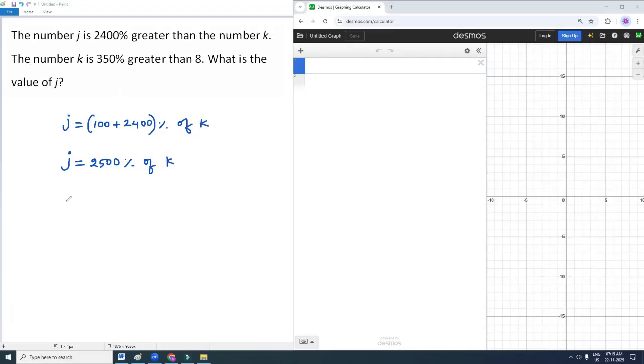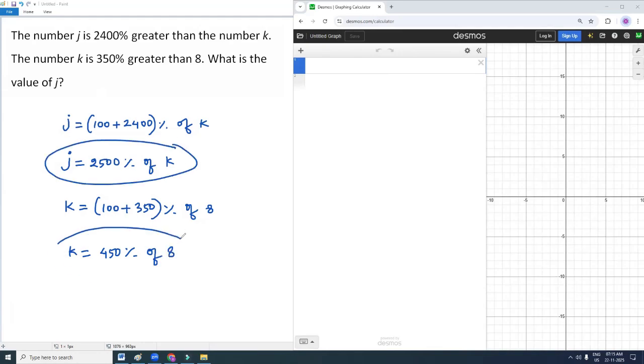We have to write k is equal to, since we have the information 350 percentage greater than, we have to add this number 350 to 100. Then we get 100 plus 350 percentage of this value, that is 8. Okay, k equals to, when I add these two numbers, I am getting 450 percentage of 8. I got two equations from the given information.